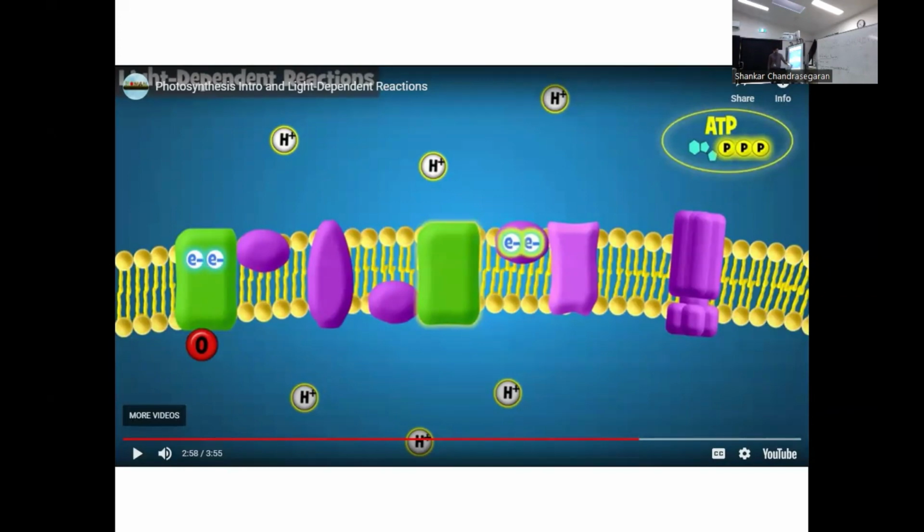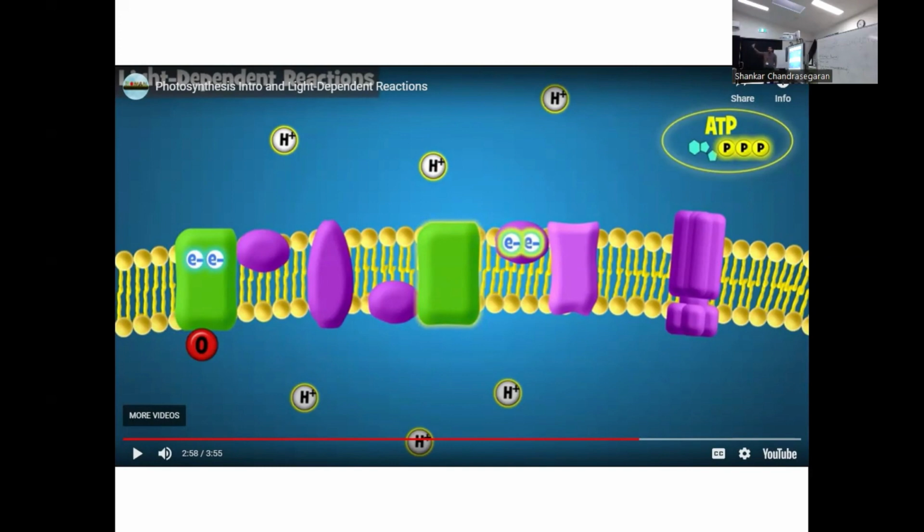Now the second part is when there is a very high hydrogen concentration within the thylakoid lumen. That high concentration wants to become equal with the exterior. So what happens is hydrogen tries to flow out in whatever way it can. And the only way it can at this point is through the ATP synthase. And every time it moves along the ATP synthase, it will make the ATP synthase turn, and that energy will be used to create ATP from ADP.